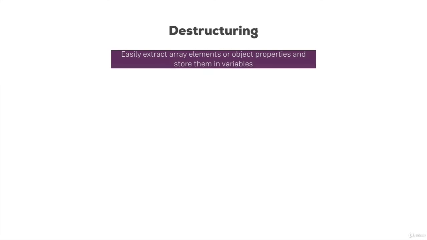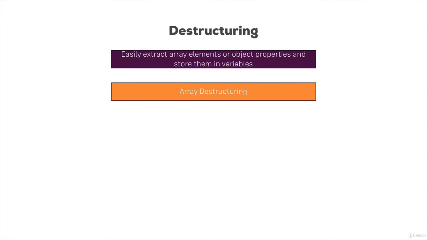So we learned about rest and spread. There's one other next generation feature I definitely want to cover, and that's called destructuring. Destructuring allows you to easily extract array elements or object properties and store them in variables. When you first hear about that, it might sound like the exact thing the spread operator does, but actually it's a different thing. Spread takes out all elements, all properties, and distributes them in a new array or object or wherever you're using it. Destructuring allows you to pull out single elements or properties and store them in variables.